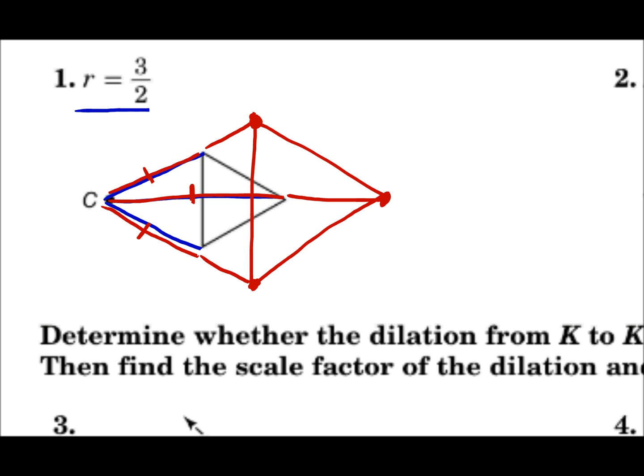Connect the dots, and I'll outline that in green so it stands out, and it's obvious. That is my image. Each side of the image is 1.5 times the size of the pre-image, and each vertex is 1.5 times the distance away from the center.